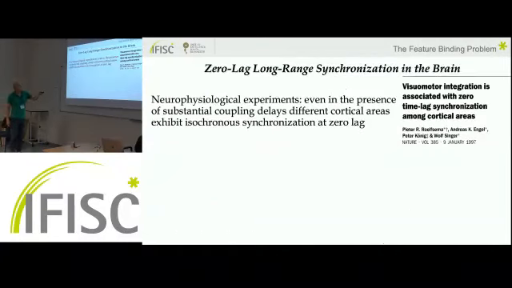There was some experiment at the end of the 90s of last century that showed that even in the presence of substantial coupling delays, different cortical areas exhibit isochronous synchronization at zero lag. Meaning that I have to couple different parts of our brain with delays that could be of the order of 50 to 100 milliseconds, which is a lot, but they have to act simultaneously. And they found that experimentally.